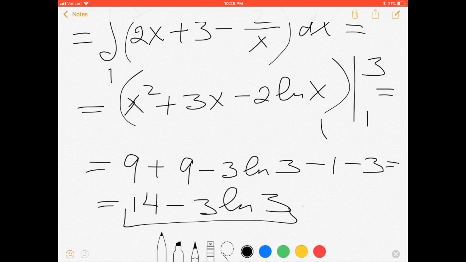Okay, tell me please how the 2 moved to 3. This is 2.